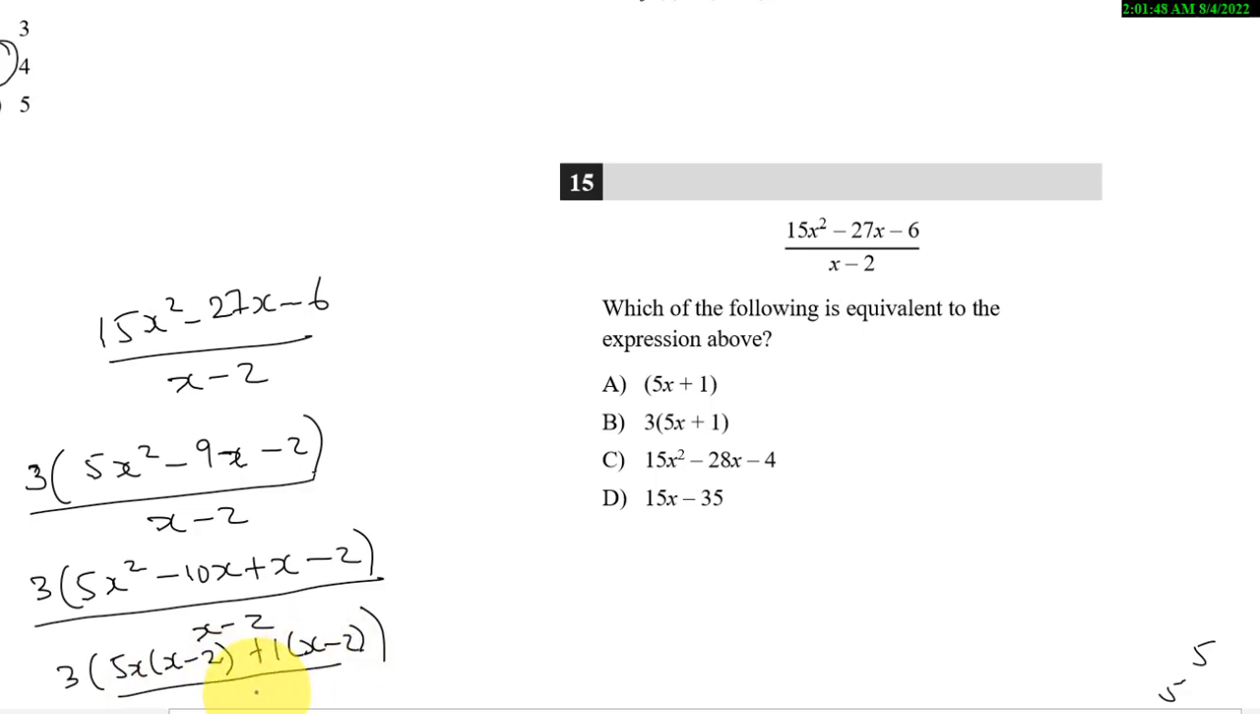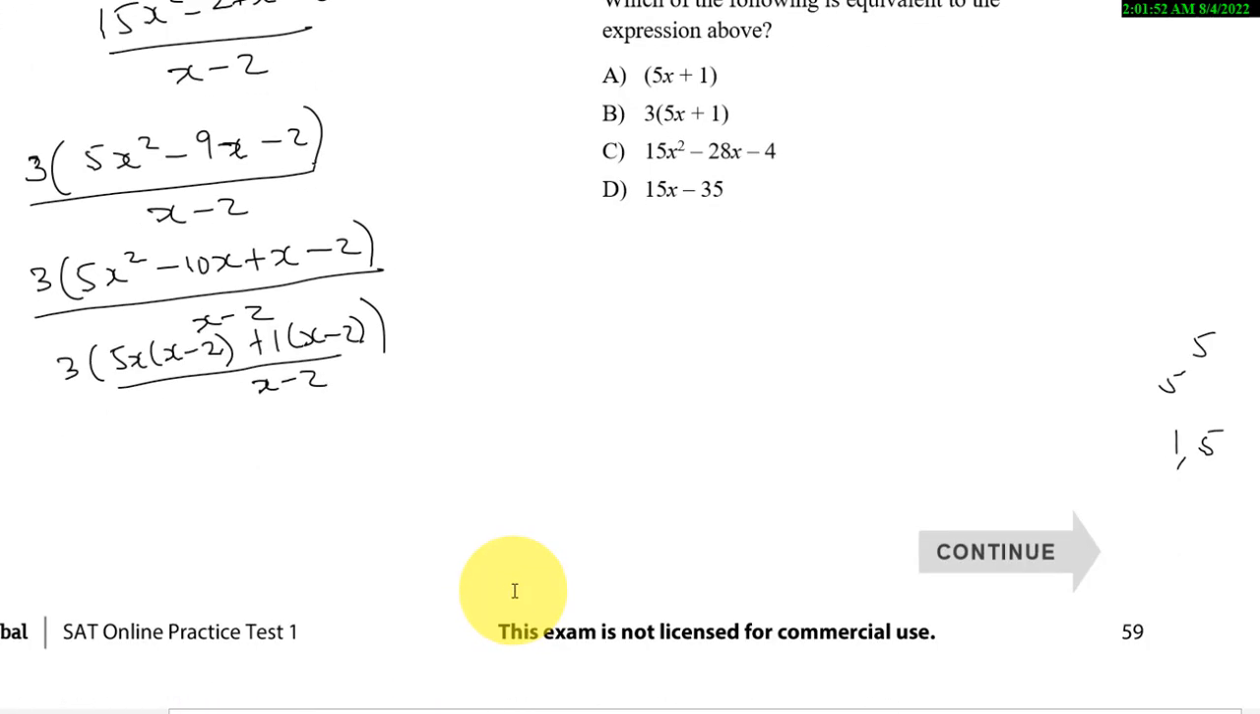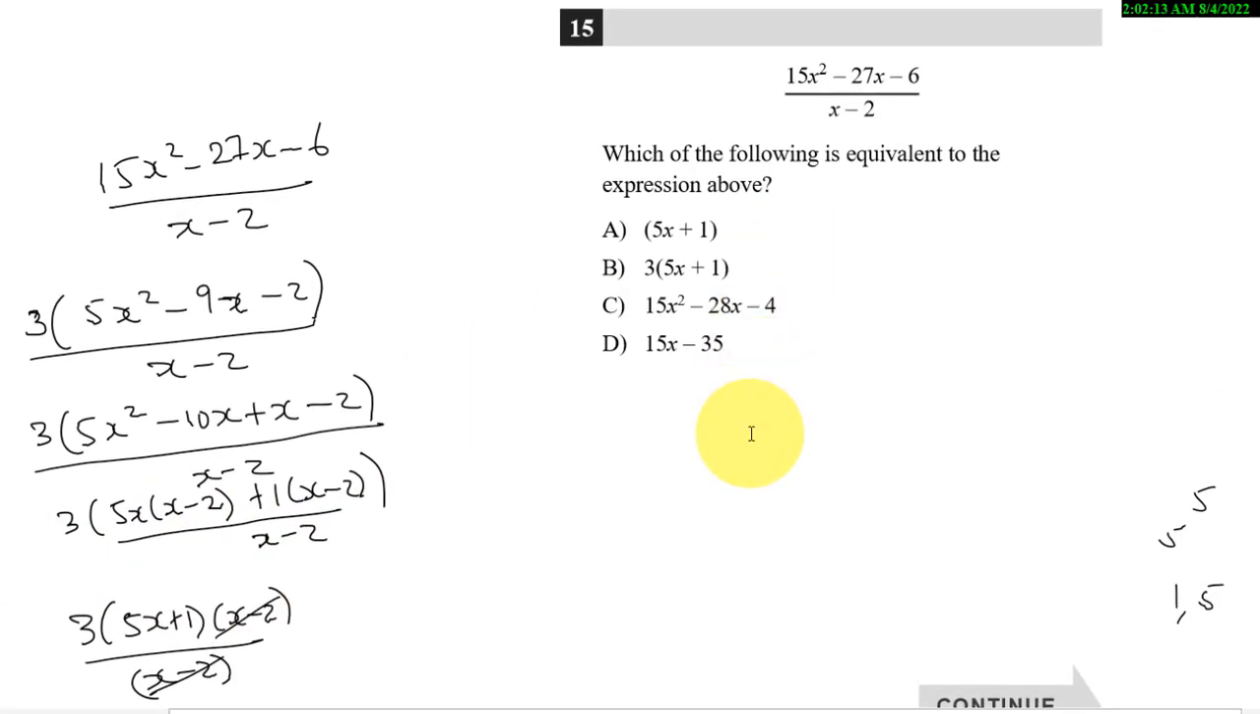over x minus 2. When you solve this out, we are going to stay with 3 into brackets 5x plus 1, x minus 2, over x minus 2. So x minus 2 and x minus 2 cancel, leaves us with the answer as 3 into 5x plus 1, which is answer B.